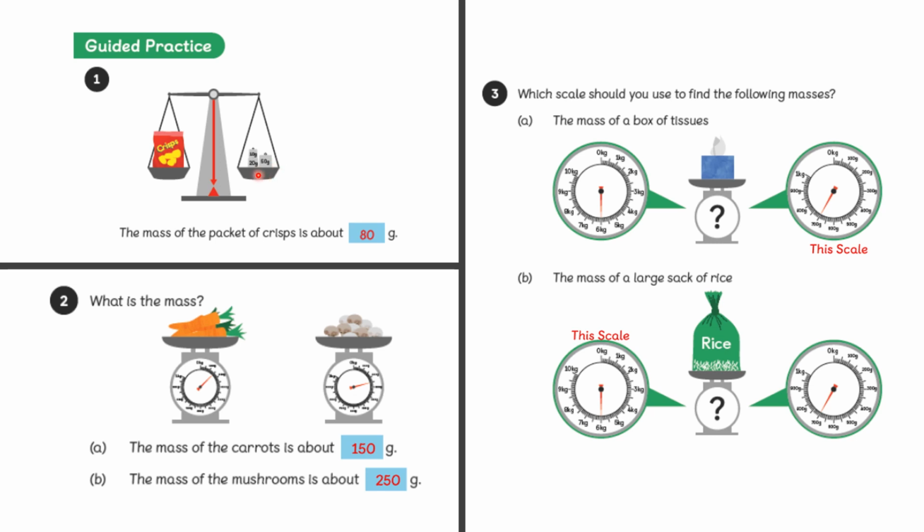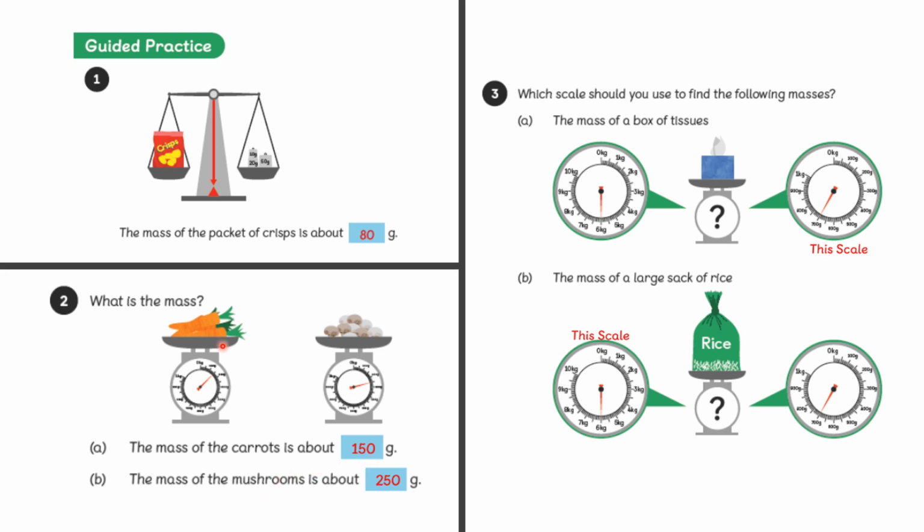And then if I add another 10, I get 80 grams altogether. So the mass of the packet of crisps is about 80 grams. Question 2, the mass of the carrots is about 150 grams.